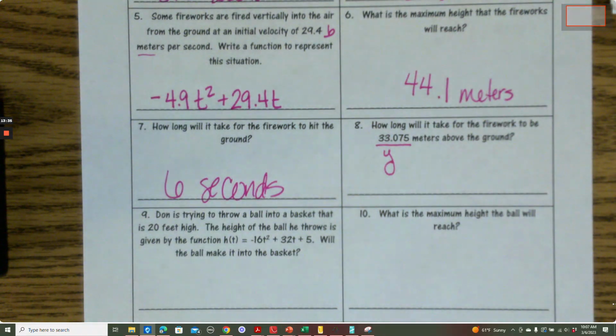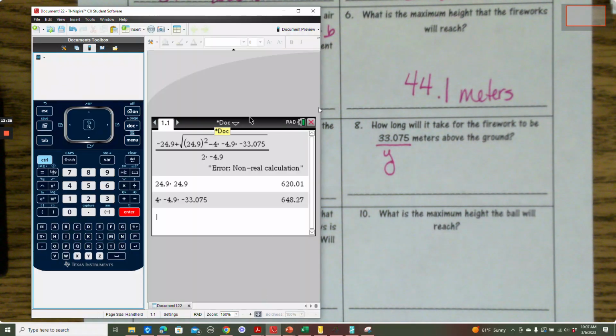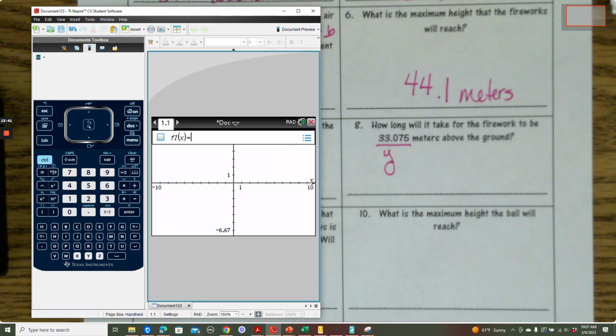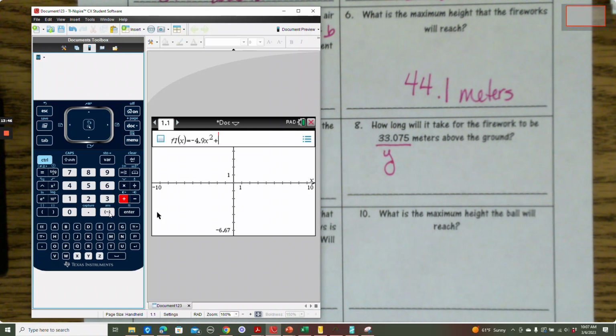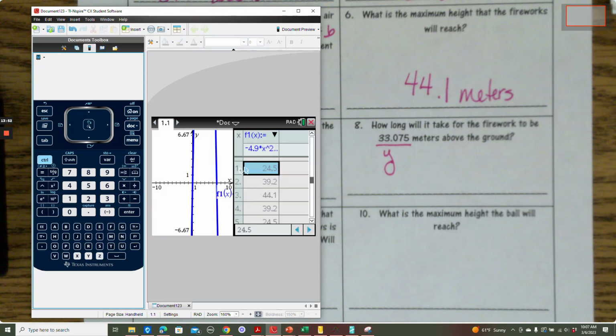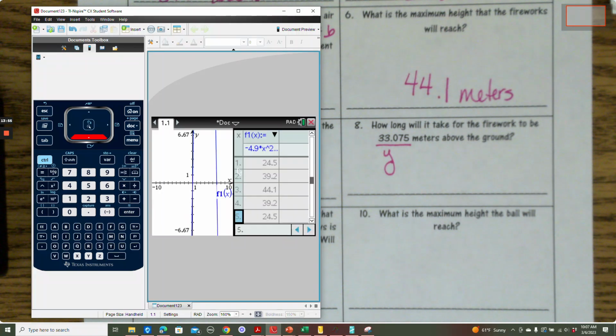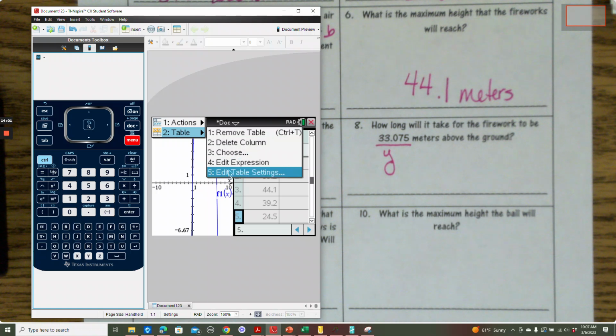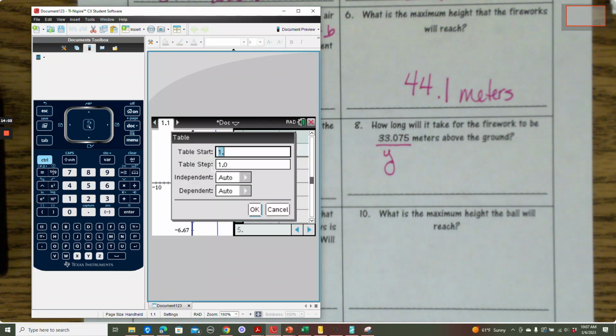All right, I'm going to show you one other thing you can do in your calculator really quick when all else fails. In the graph, you can change the table. So if I open this table up, see how my X's are 1, 2, 3, 4, and 5? I can hit menu and go table and then edit table settings. And here where it says table step 1, it's counting by ones. The X's are going up by ones. So I can change that. I can change it to a half, 0.5. I could change it to a fourth, 0.25.